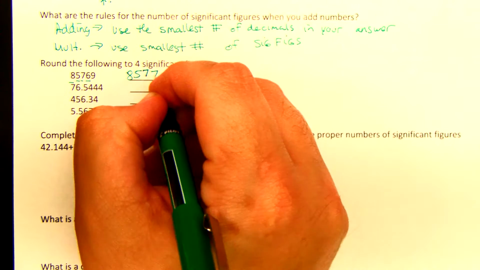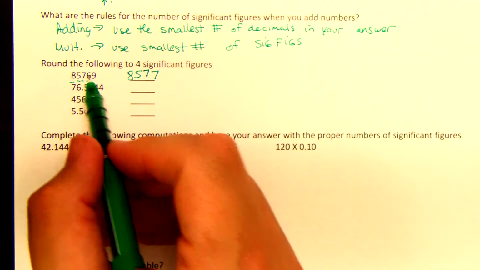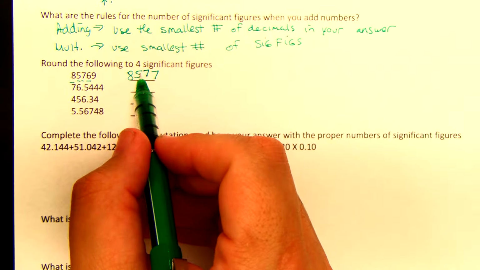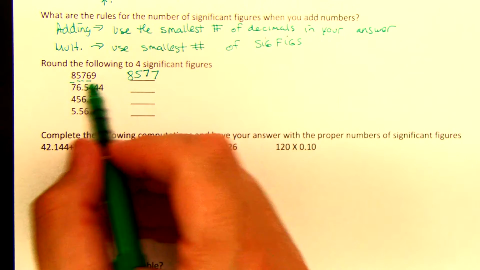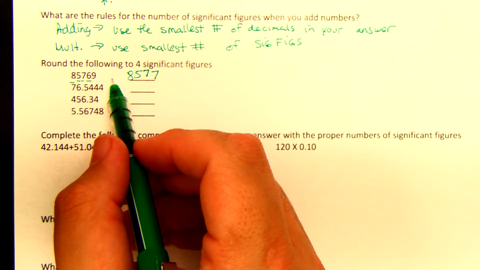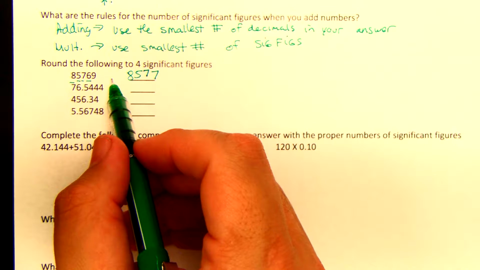8577. Now, if you look at the number, though, we started with 85,000. Now we're at 8,500. Are they the same numbers, the same magnitude? No. If a bank made that error, you'd be on the phone yelling and screaming because you'd lost like $72,000.